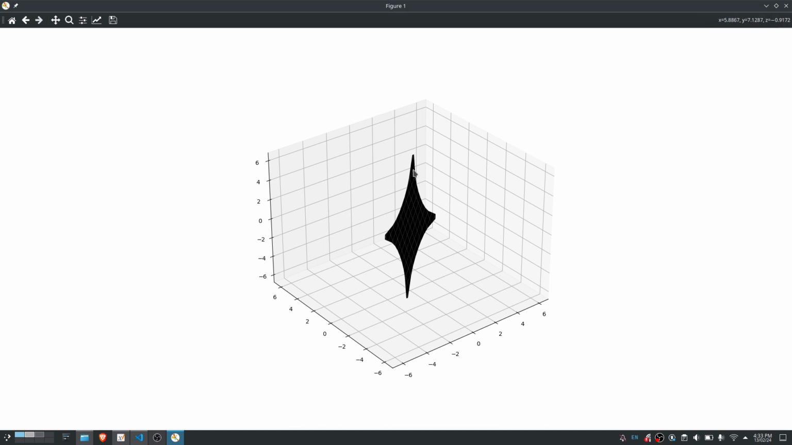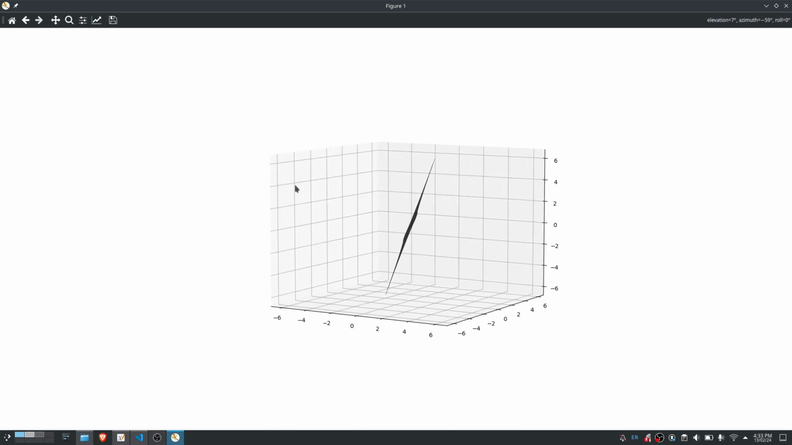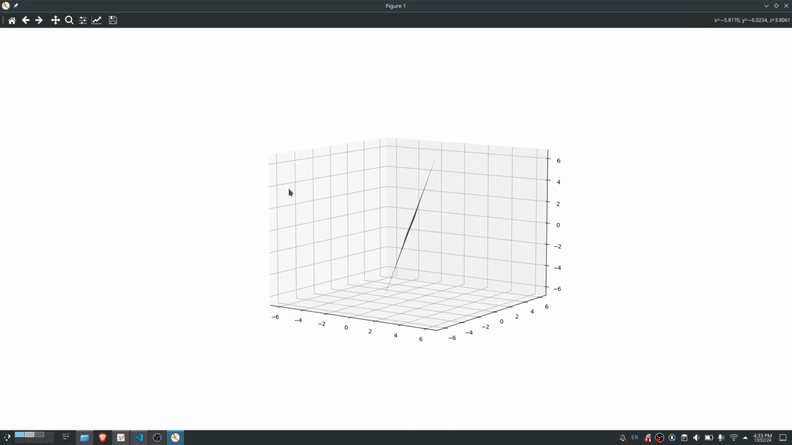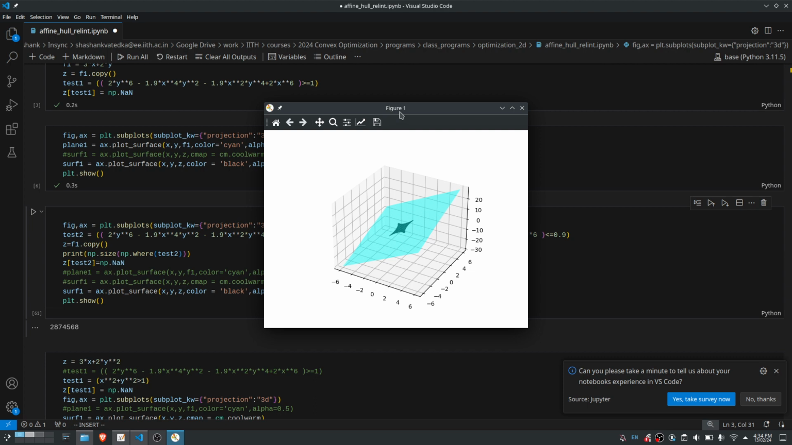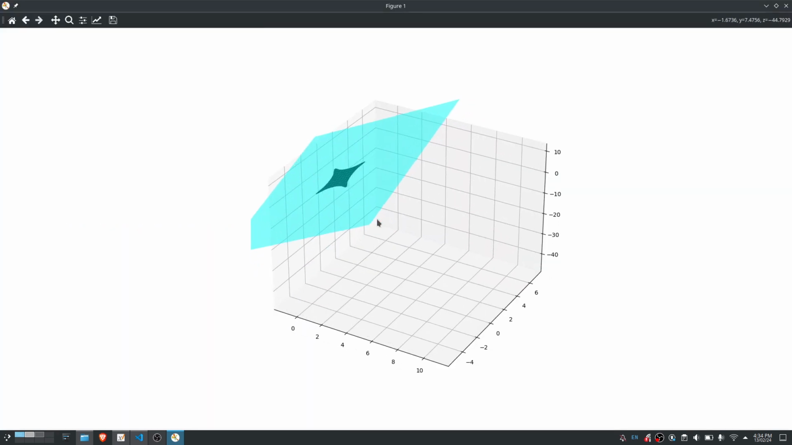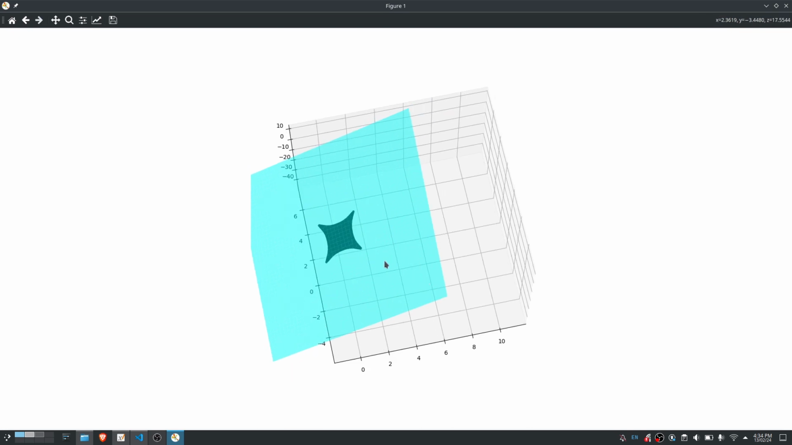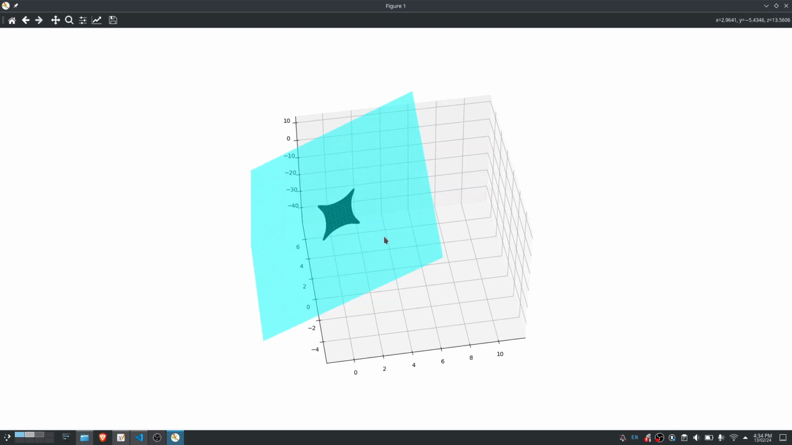Yeah, so this black region except the boundary, right? Except this particular boundary. Okay, so this is sort of a flat piece of paper. What would be the affine hull of this particular set? Right, so that would be the plane that contains this, which would be this particular plane over here. Correct, so that's to get intuition.